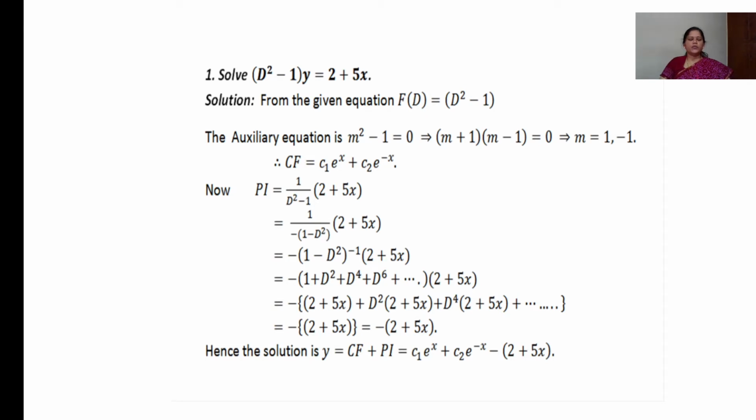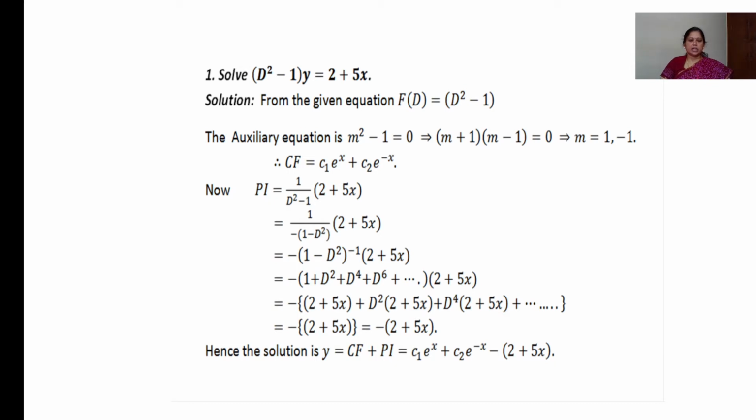Now we have to use binomial expansion for this simplification. That's why we are trying to make the 1 plus x form or 1 minus x form in the denominator. So for that reason we are taking minus common in the denominator. So d square minus 1 becomes now 1 minus d square. So bring that 1 minus d square from the denominator to the numerator.